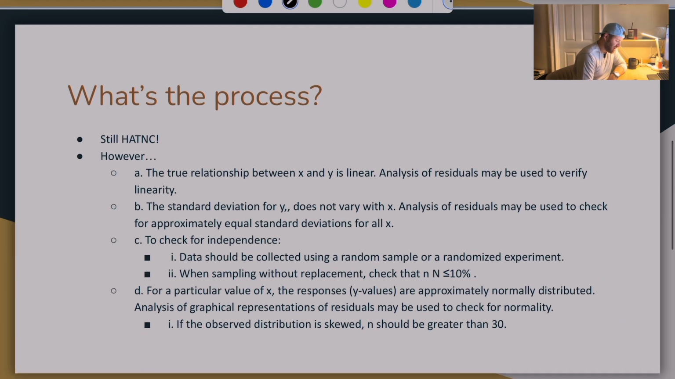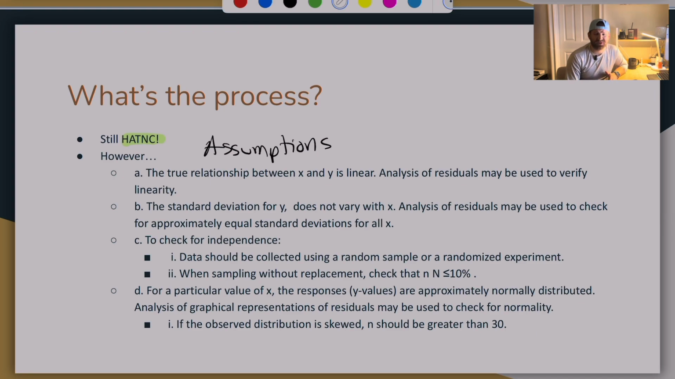So, what's the process? Very importantly, it's still HAT North Carolina. However, very similarly to before, these are all my assumptions. Notice that these assumptions don't change from the confidence interval ones. They are exactly the same, and very similar to confidence intervals, you're also most likely going to get that sentence of assume all conditions are met.